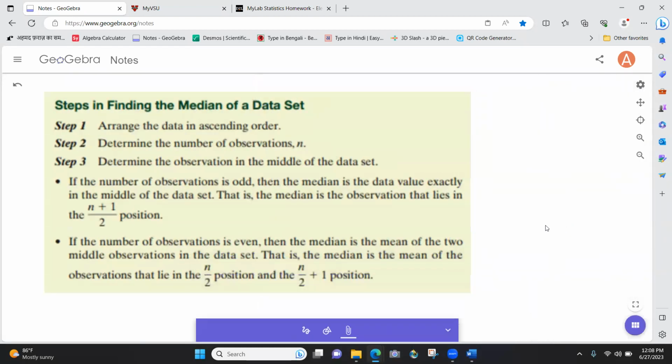How do you find the median of a data set? Arrange the data in ascending order, determine the number of observations, and determine the observation in the middle of the data set. Well, if the number of data points is odd, it's generally the middle one. They're calling it n plus 1 divided by 2. If the number of observations is even, then the median is the mean of the 2 middle observations. That's essentially what we did. So it's nicely summarized in your book.